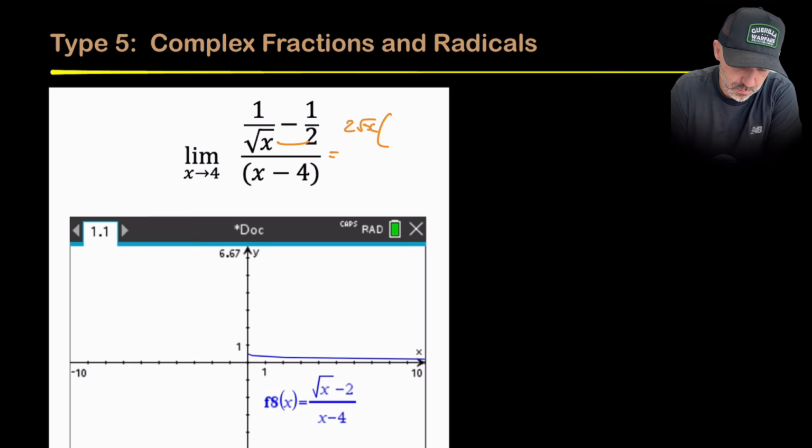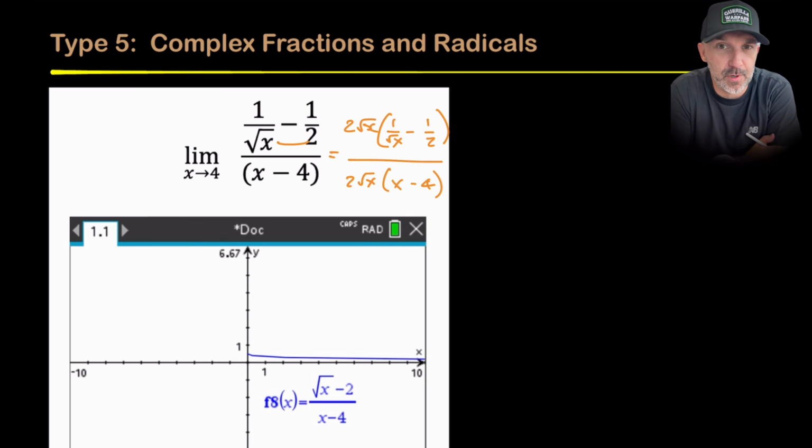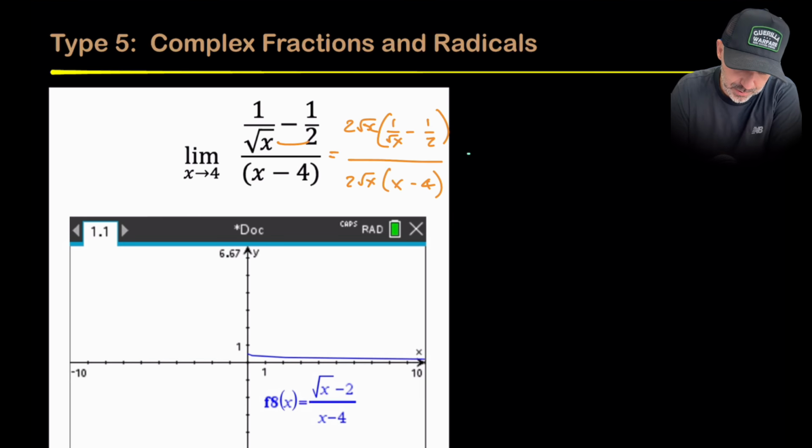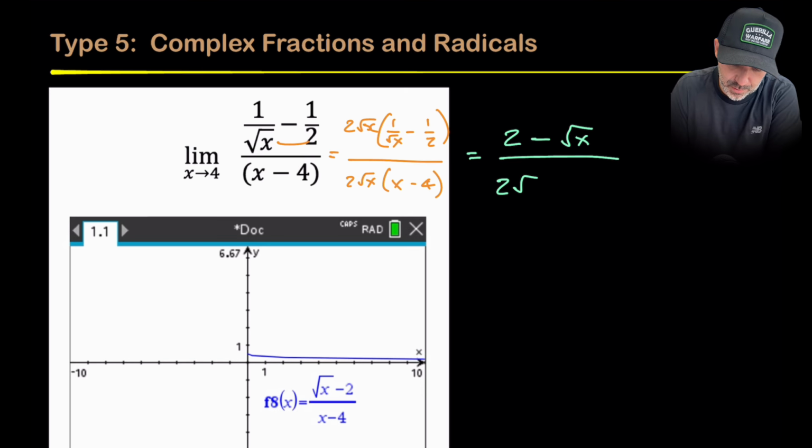So when we do that, we'll have 2 root x times 1 over root x minus a half, and that's all going to be over 2 root x times x minus 4. Okay, so now we're going to multiply out and put down our result. So when we multiply out, we're going to have 2 root x over root x, that should be 2, minus, and the 2's will cancel this time, leaving us with minus root x. And that's all going to be over 2 root x, x minus 4.